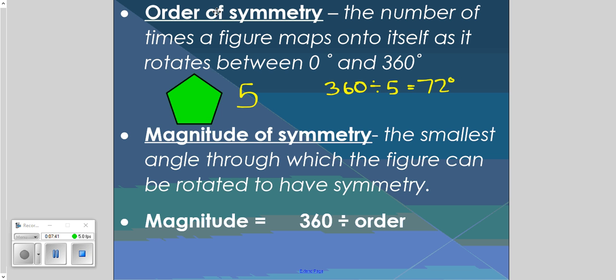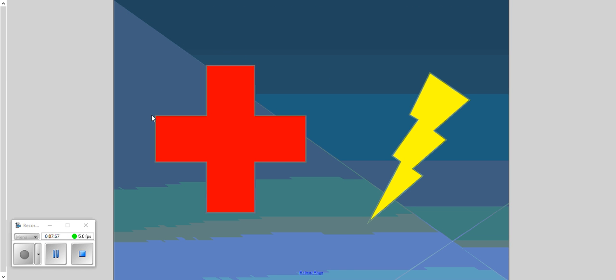So the meaning of that is, if I go back and rotate this again, that rotation was exactly 72 degrees. This one was also 72 degrees, and so on, and so on. So this is what I'll expect you to do on the assignment. Directions will read, determine if each has rotational symmetry. If yes, state the order and the magnitude.